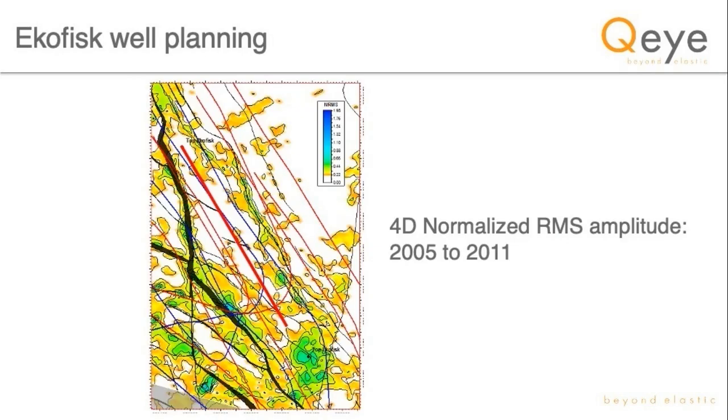And this was used as part of the Ecofisk well planning. So you have the 4D normalized RMS amplitude map going from 2005 to 11. And if you see the very broad red line in the middle, that is one proposed well trajectory because it's in an area where there's no changes in amplitude over time. So essentially this could be bypass pay.